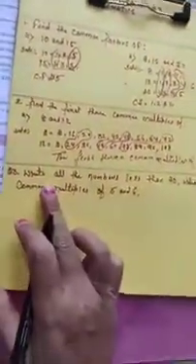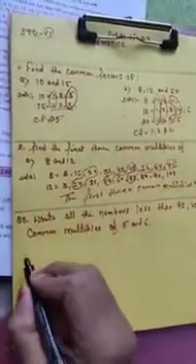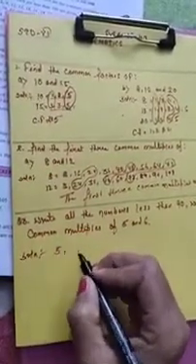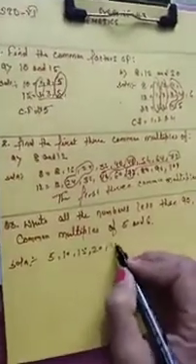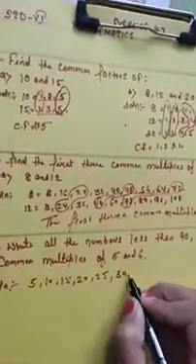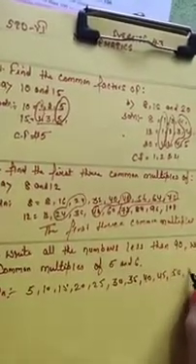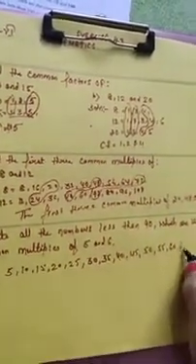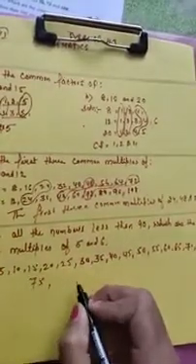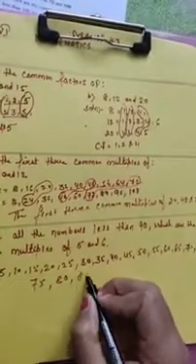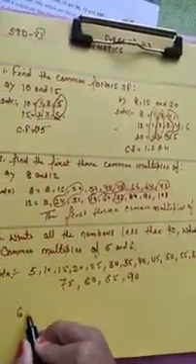Now next question. Write all the numbers less than 90. It means you have to write the tables of 5 and 6 but less than 90. So you have to write the first 5 table. 5 1 is 5, 5 2 is 10, 5 3 is 15, 5 4 is 20, 5 5 is 25, 30, 35, 40, 45, 50, 55, 60, 65, 70, 75, 80, 85. Okay, and up to here, right? Because next will be 90.